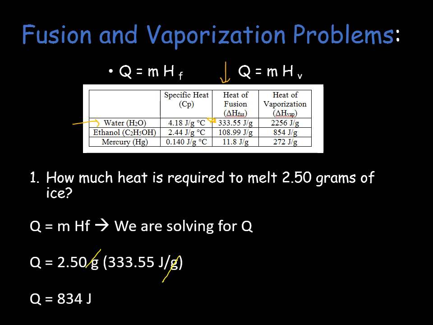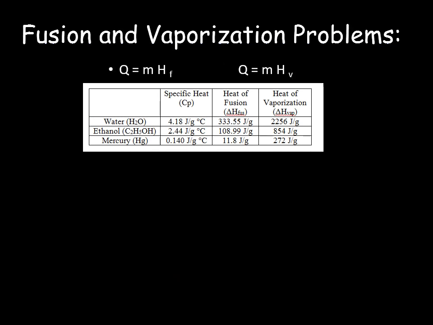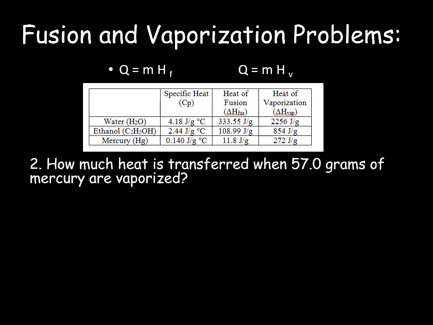So with these problems, it's a very simple equation. It's just a matter of making sure your units are correct and that you're looking at the right substance and you're looking at fusion for melting, vaporization for boiling. One other example then, how much heat is transferred when 57 grams of mercury are vaporized? If you want to pause the video here and give it a try, go ahead.